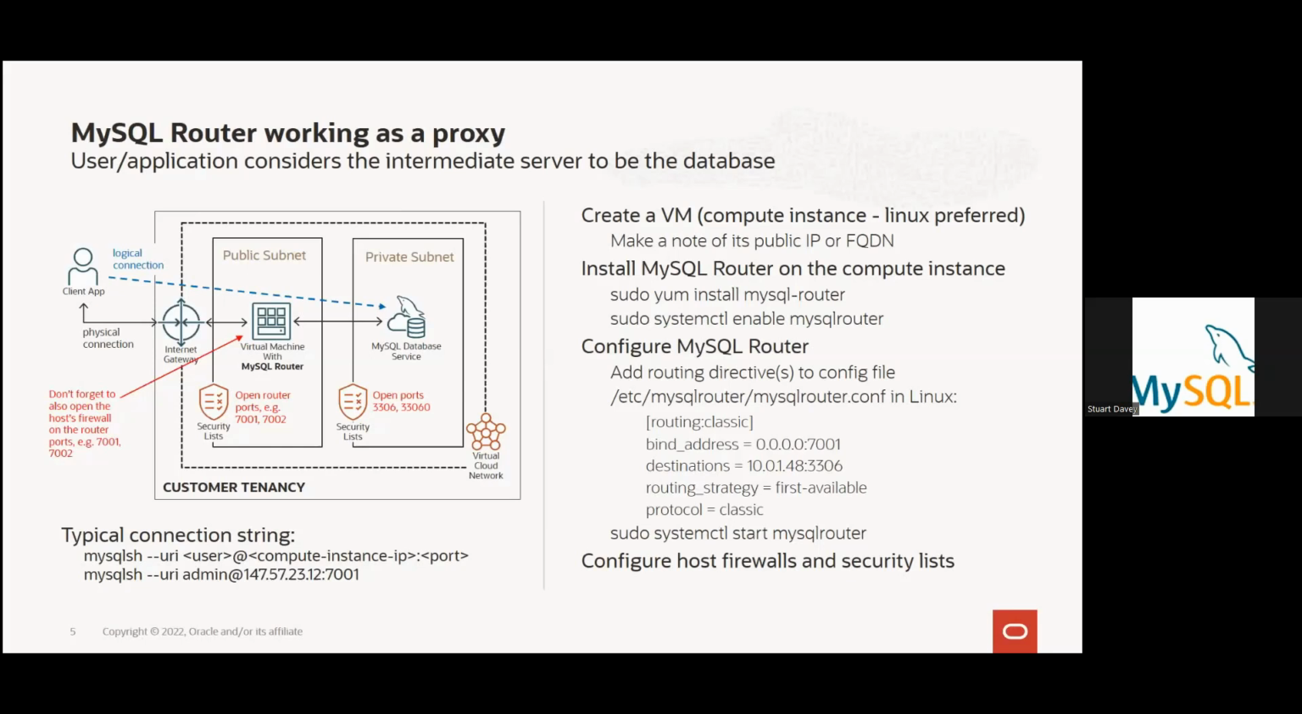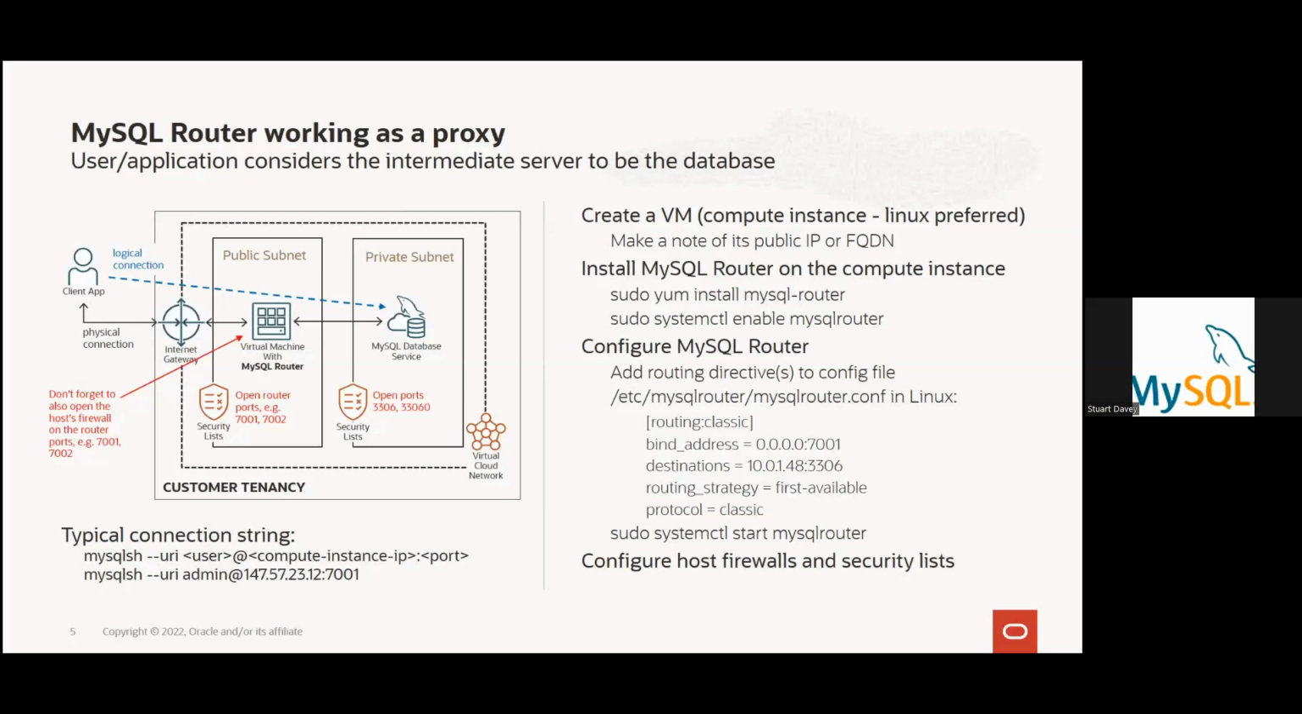Make sure you've opened up the router ports on the security list. So if you're using 7001 and 7002, do that bit of systems administration there. Also, if you're on a Linux VM from Oracle, it will have its own host firewall. So you'll have to use the Linux firewall command to open up the ports on the virtual machine as well.